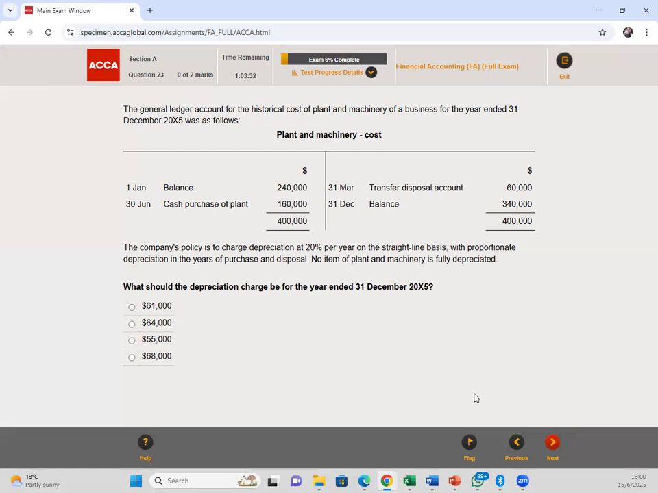So let's move on. The company's policy is to charge depreciation at 20% per year on the straight line basis. So if we are charging depreciation using the straight line, it shouldn't give us a challenge. Let me give you a hint, then I give you time to try. In this case, take note of the dates that they have given. So we started with assets of 240. Let's actually do it together.